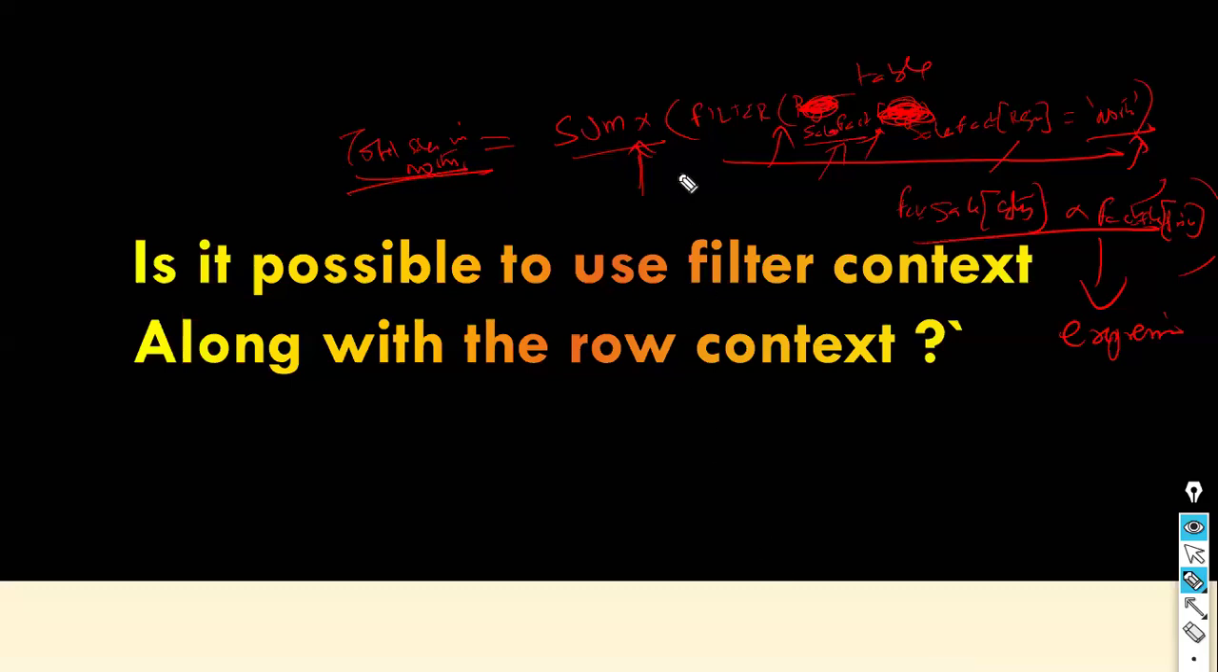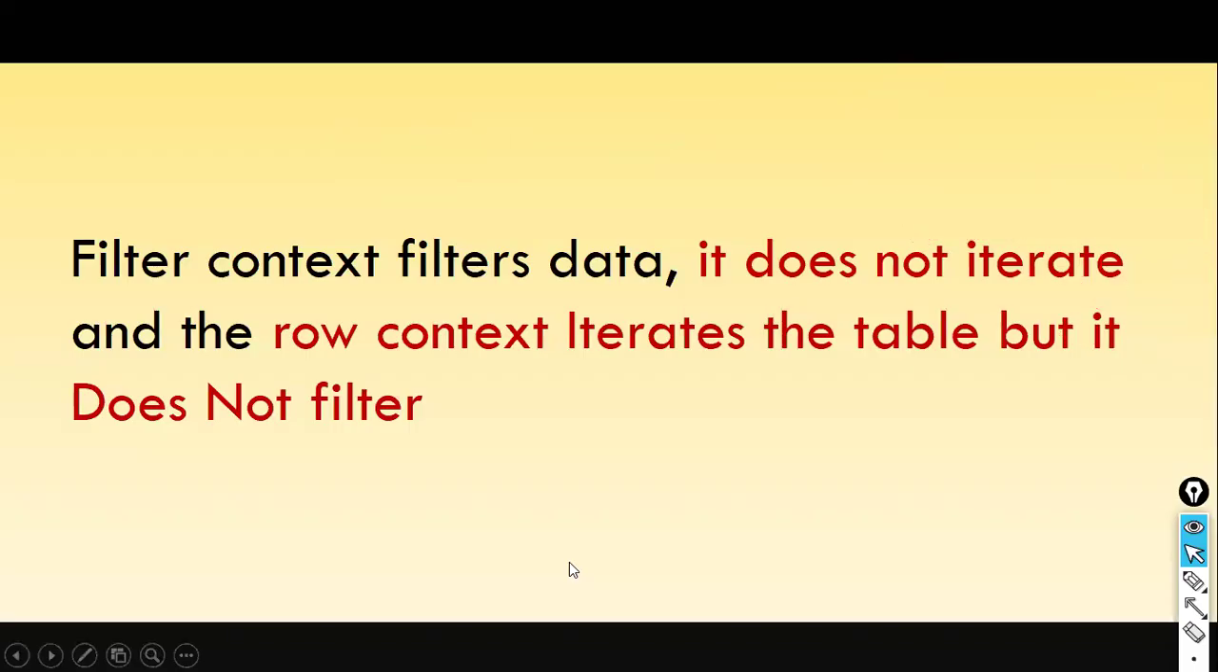In this case, SUMX does the row by row operation. Since it's an iterative function, it does the row by row operation. And here I have used the filter, right? So along with the row context, I have used the filter context also. Hence, you can use the filter context along with the row context. This is an example. In simple terms, filter context filters the data. It does not iterate. Row context iterates the table, which means row by row it performs the operation, but it does not filter. But you can combine these two things. That is possible.